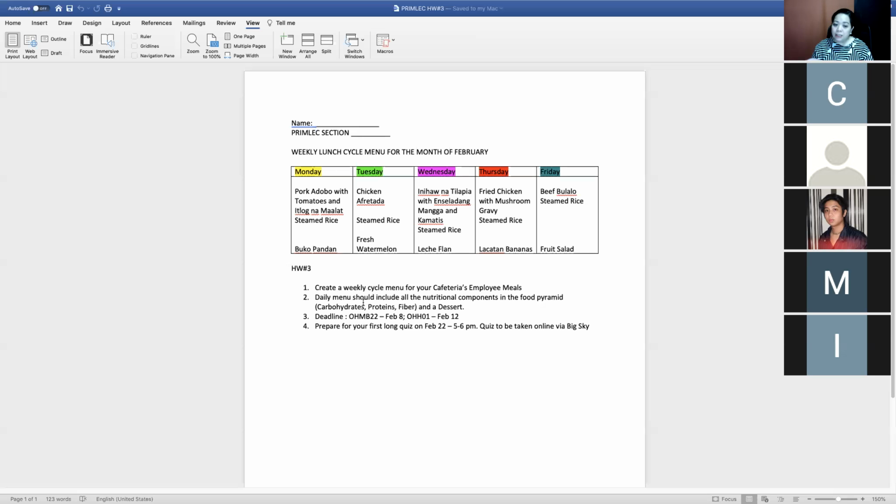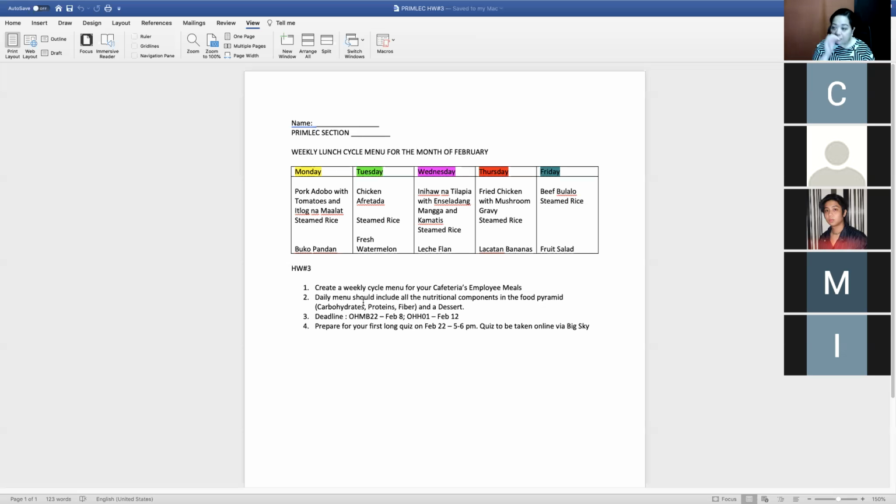For Tuesday, I have a chicken afritada. If you notice, I put the chicken afritada only. Why? Because your chicken afritada already has vegetables. It has potatoes, carrots, bell peppers, it has sauce also. So it's already a complete ulam in itself, so I did not put any more vegetables. Steamed rice again for your carbohydrates and fresh watermelon slices. Okay, and so on and so forth.